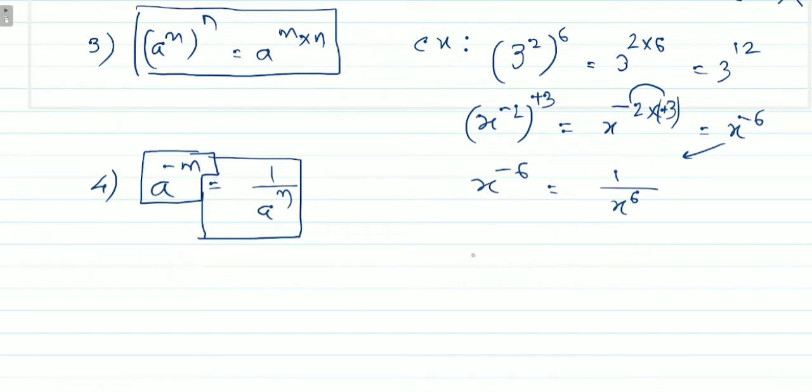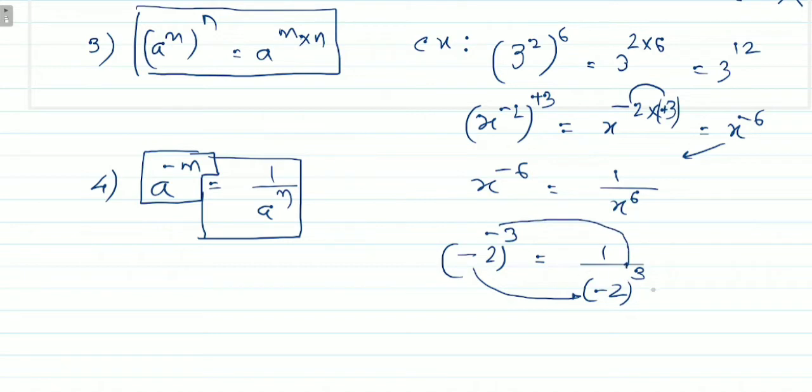Second example, if it's minus 2 raised to minus 3, then only the sign of the power is changed, not the term. This minus will remain as it is. Only the sign of the power is going to change here. Minus 3 will become plus 3. Similarly, if it is x raised to power 5 and I write this as 1 upon x raised to power minus 5, then the sign of the power will change again. A negative power will become positive, and if it's already positive, it will become negative. So this is the next formula.